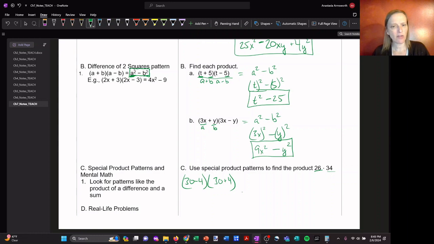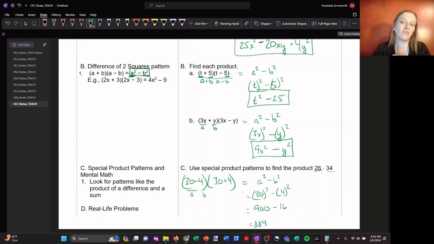And I see here, if I think of this as being a difference of two squares pattern, I've got my a value and my b value, then I can write this as a squared minus b squared. I can think of this as being 30 squared minus 4 squared. 30 squared is just 900 and 4 squared is 16. So I get the answer 884.